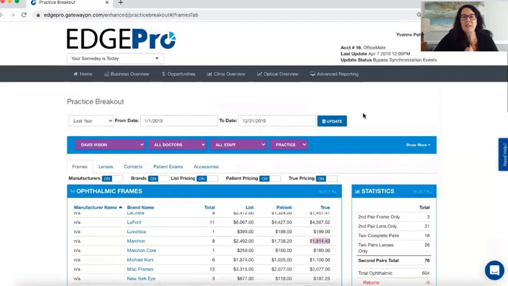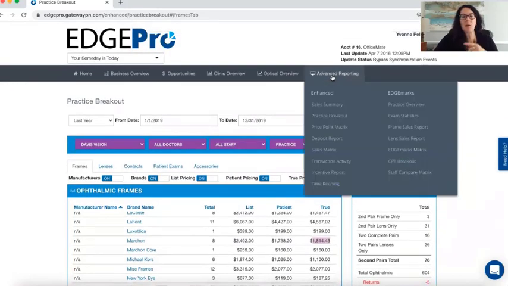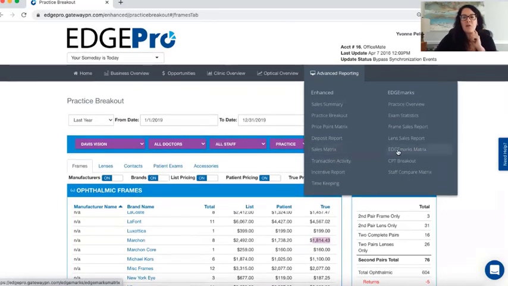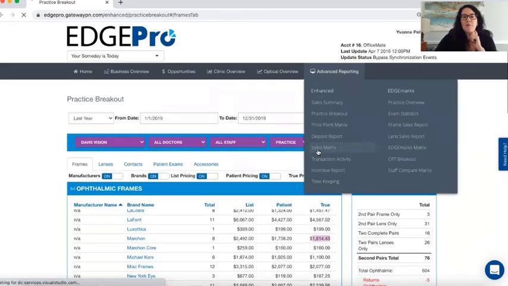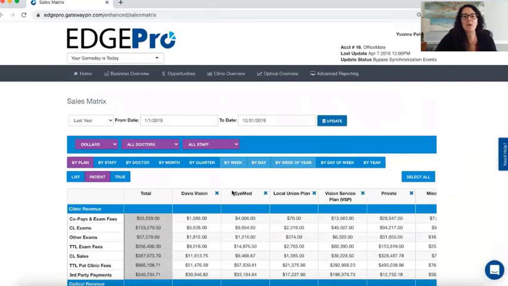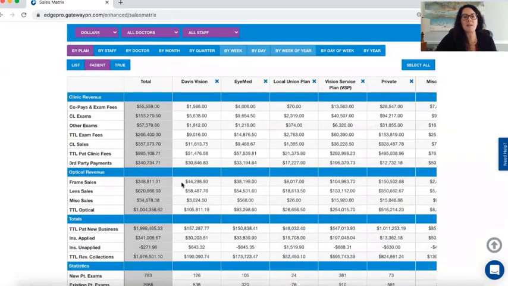The other thing that I'd like to spend a little bit of time talking about is what's happening with our sales over time. There's a couple of reports within EDGEPro that can give you this information. So let's start off with Sales Matrix. With Sales Matrix, you can see things by plan here. So you can see a side-by-side comparison of your revenue as it relates to frame sales.